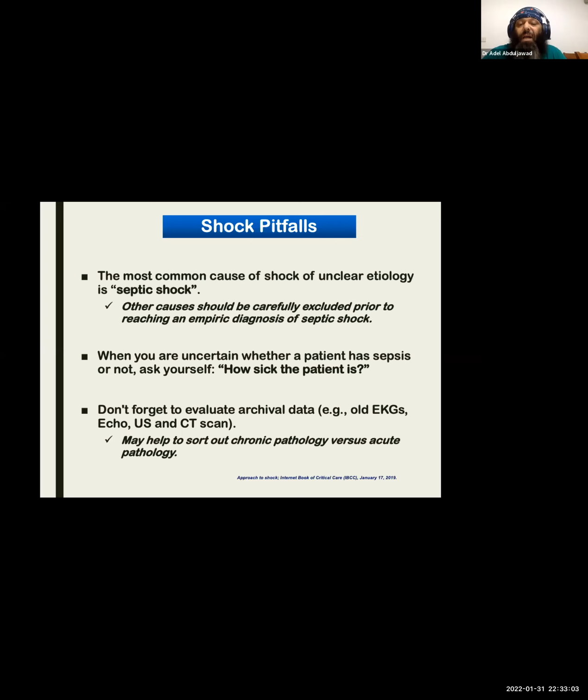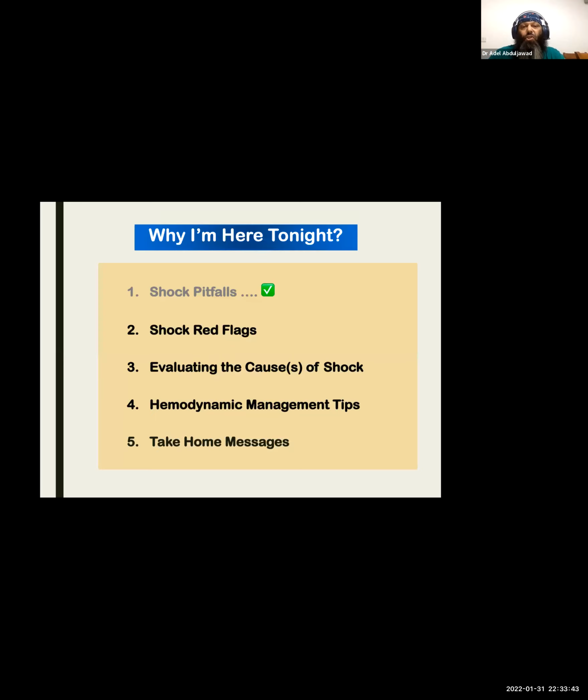So archival data, either electronic or paperwork, you have to spend time to review the data while you're assessing patients. So all assessment goes, as you can see, hand in hand: clinical assessment, laboratory workup, investigation, research, reviewing the data, and first of all, history taking. And why is it important to evaluate the archival data? Because it helps you sort out any underlying chronic pathology that can help you to differentiate the undifferentiated shock.